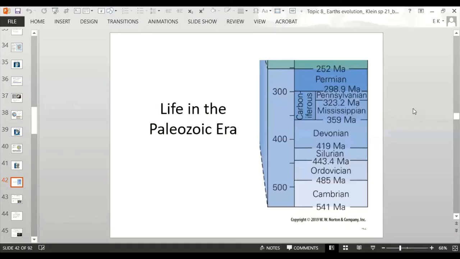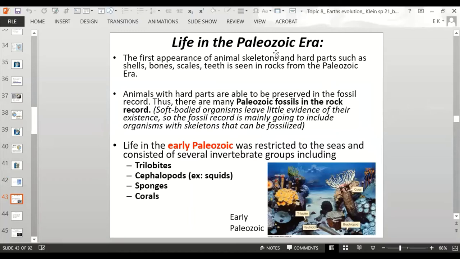So we are going to continue with life in the Paleozoic era. The first appearance of animal skeletons and hard parts is seen in rocks from the Paleozoic era. Hard parts include skeletons, shells, bones, scales, teeth.